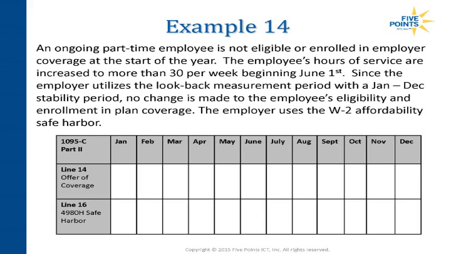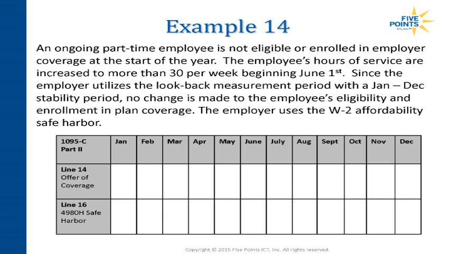An ongoing part-time employee is not eligible or enrolled in employer coverage at the start of the year. The employee's hours of service are increased to more than 30, so they move from part-time to full-time June 1st. Since the employer utilizes the look-back measurement period with January through December as a stability period, no changes are made to the employee's eligibility and enrollment in the plan. The employer uses W-2 affordability.